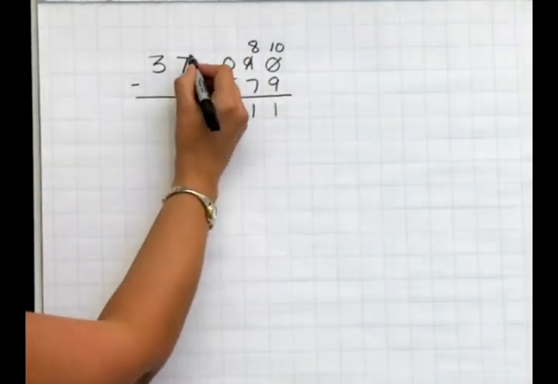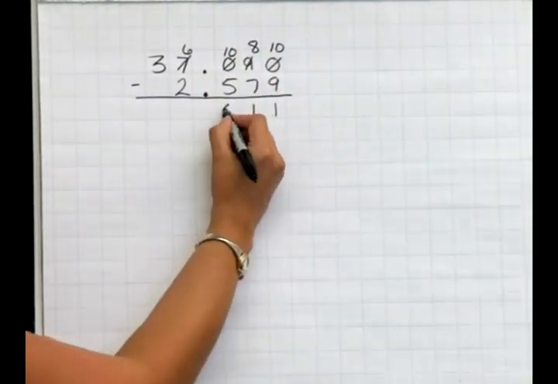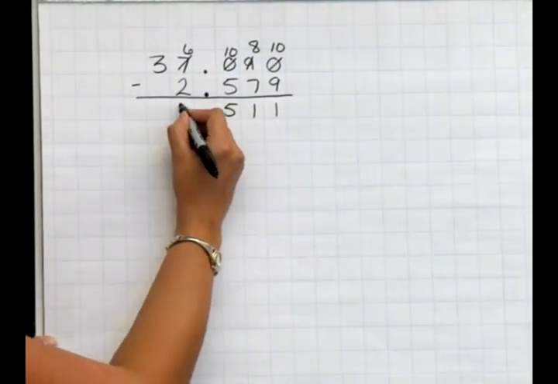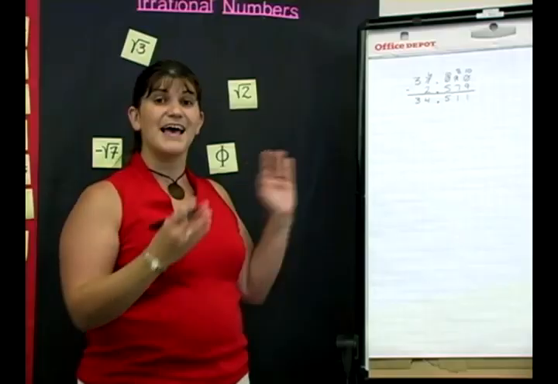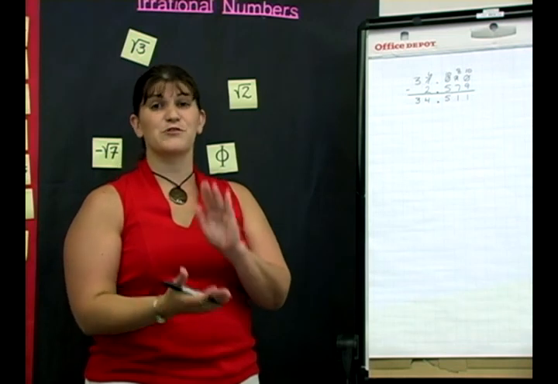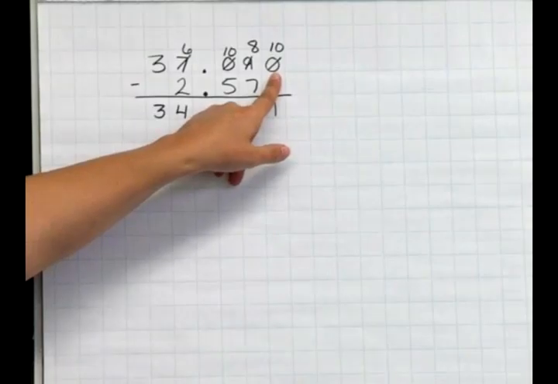Again, here we're borrowing, just like before. So 10 minus 5, we bring down the decimal. And that's how we subtract. Remember, you have to line up the decimals and backfill any zeros.